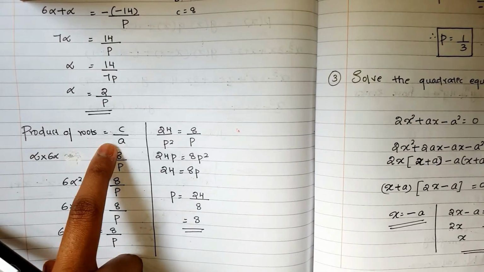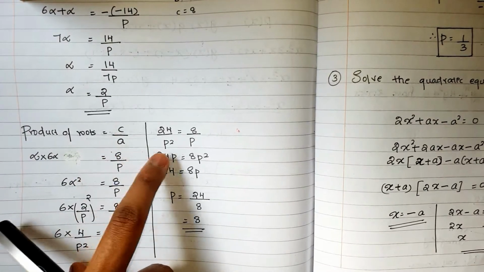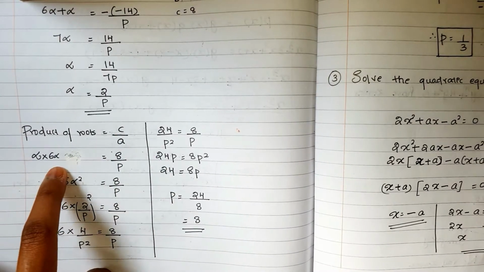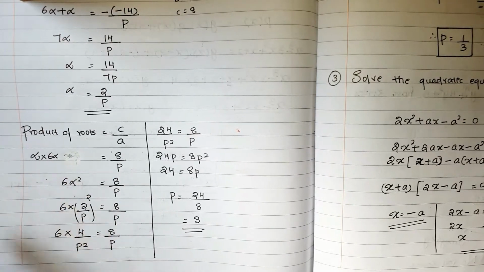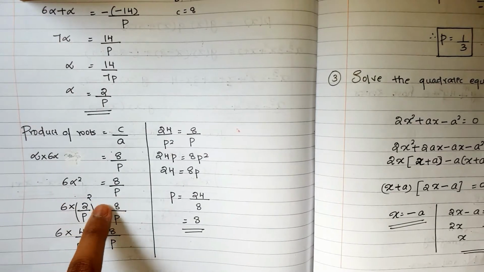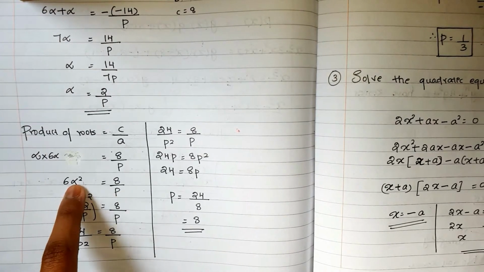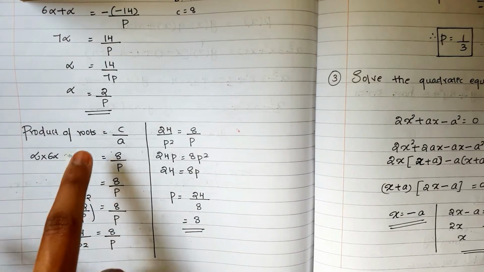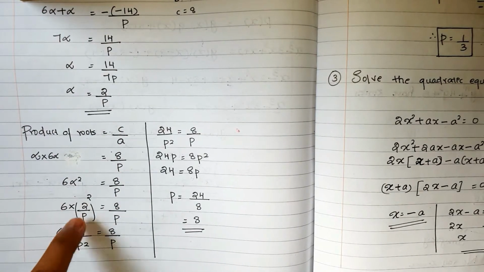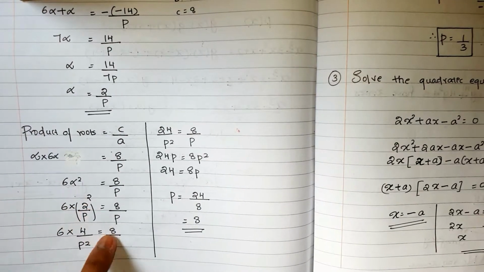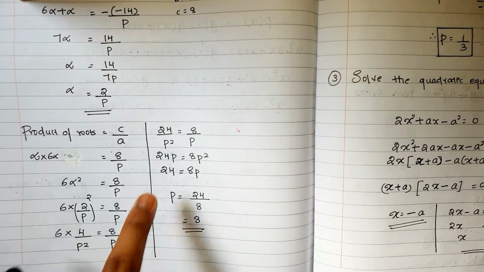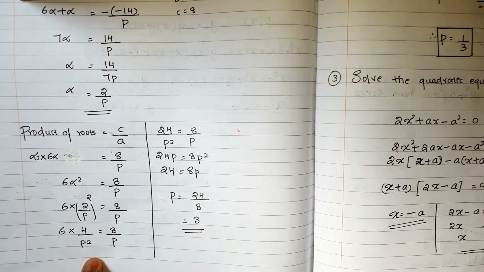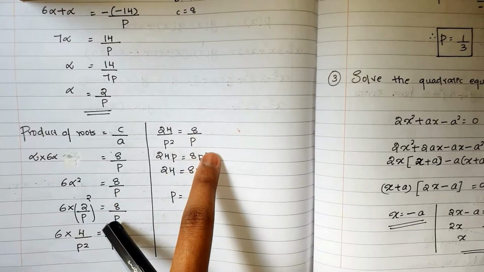Next we know the product of roots. Product of roots is equal to c by a. Product means alpha into 6 alpha, that is equal to 8 by p. Alpha into alpha is alpha square. 6 alpha square is equal to 8 by p. So the value of alpha is 2 by p. We can substitute the value of alpha here. 6 into (2 by p) the whole square is equal to 8 by p. So 6 into 4 by p square is equal to 8 by p. 6 into 4 is 24. 24 by p square is equal to 8 by p.